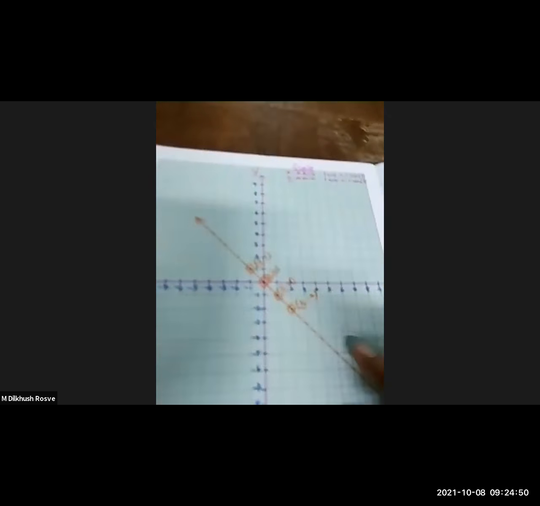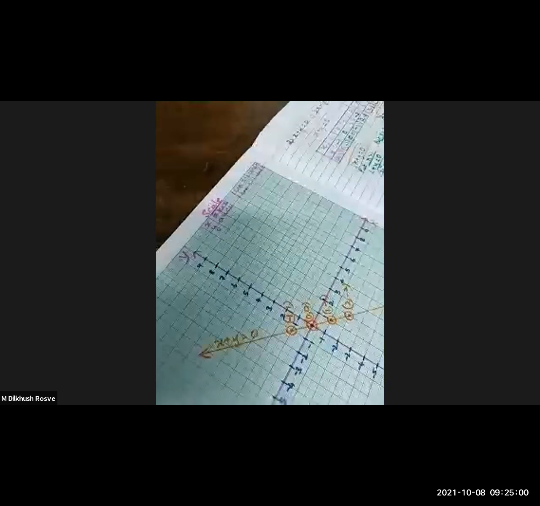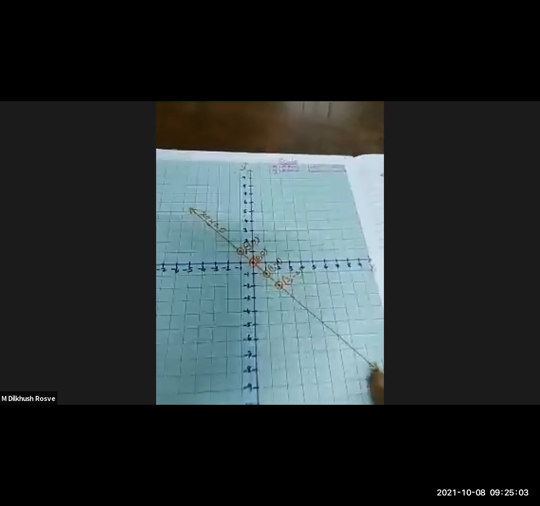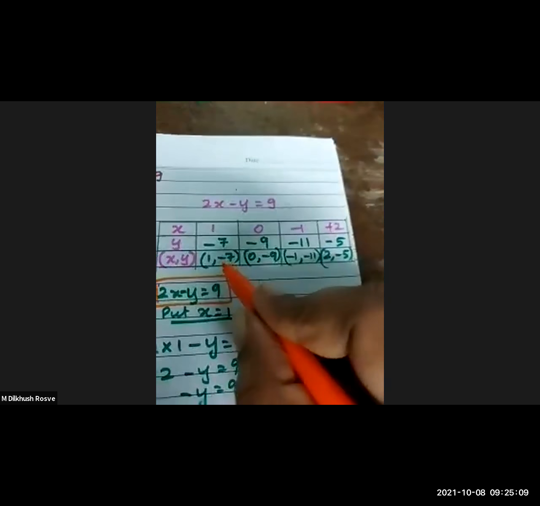Yes, we have drawn the line. And what do we have to write here, student? The first one here, x plus y equal to 0. So you write the equation on that line. Okay. Now we will go to the next equation, the points we have to plot.